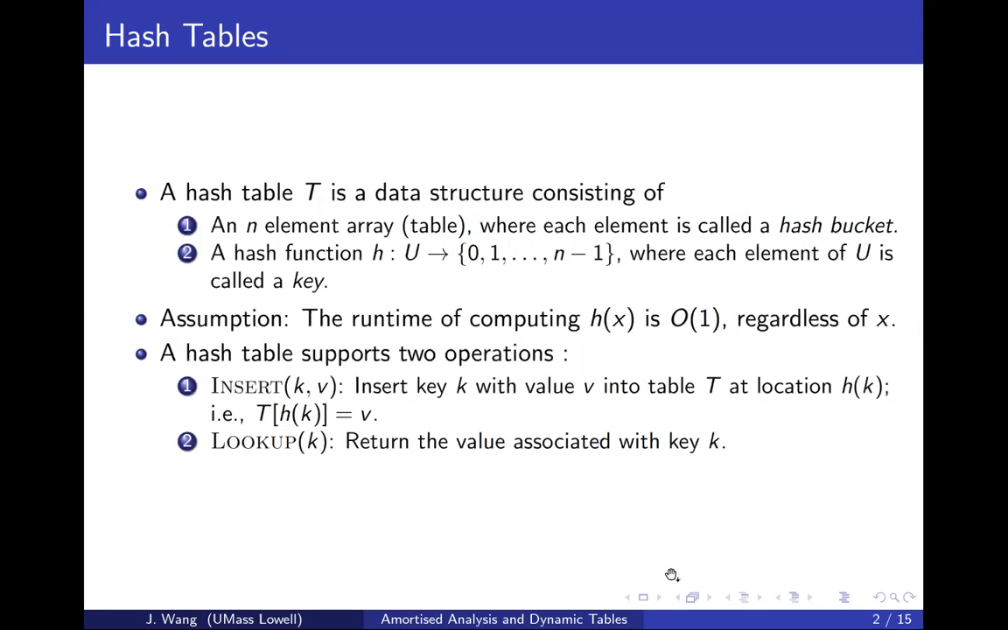Okay, so first let's look at hash tables. A hash table T is a data structure consisting of two things. First of all, you must have an array. Let's say we have set up the size to be n for this array. Let me change the color here to blue. Okay, so that's the first thing.